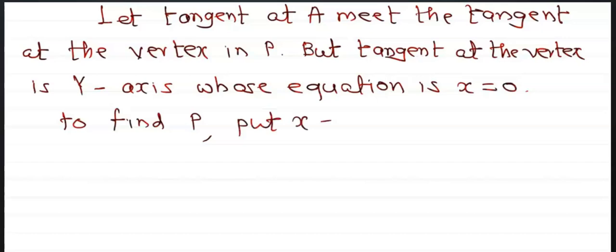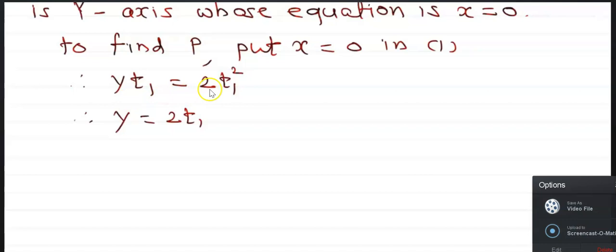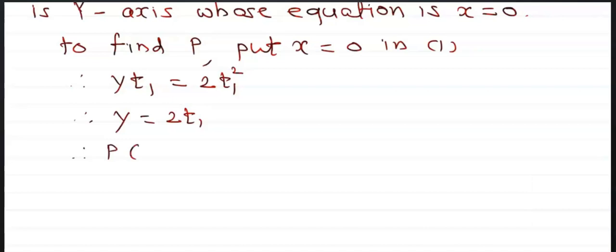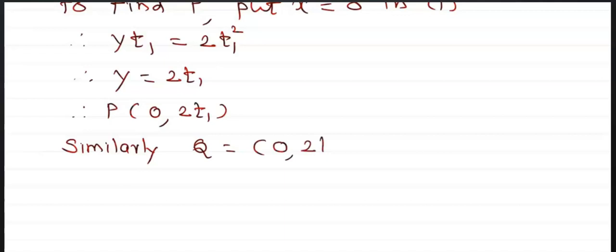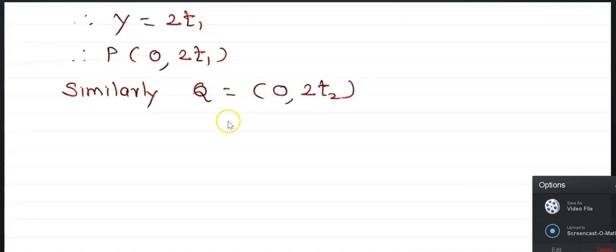Therefore, to find P, put x is equal to 0 in 1. Therefore, you will get y t1 is equal to 2t1 square. Therefore, y is equal to 2t1. This is the point P. Similarly, the point Q will be like this. Again, it will meet at the point Q and its coordinates are 0, 2t2.